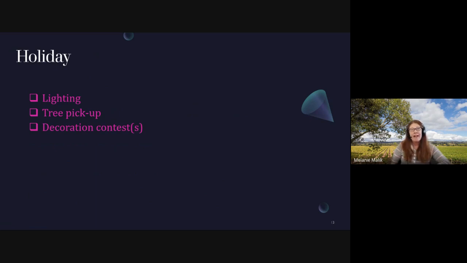Some examples for holiday related items for your annual calendar might be if you do lighting. So if you do holiday lighting at your community, also holiday Christmas trees or holiday tree pickup, have that on your calendar so you can make sure that you have it identified at your community and communicated to your membership so they know where to put those trees when it's time to get picked up. Your association might have decorating contests for different holidays.